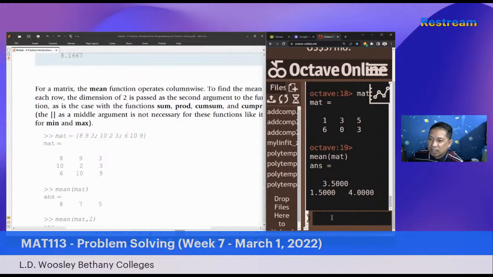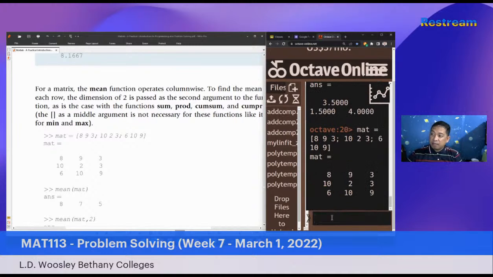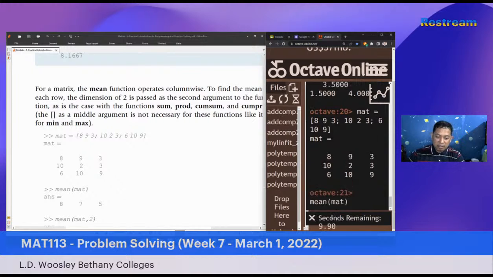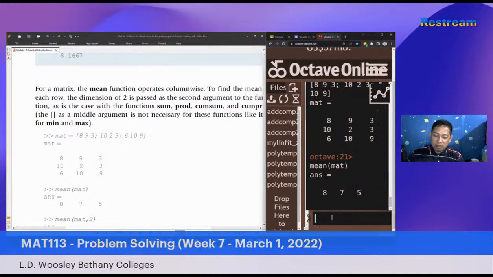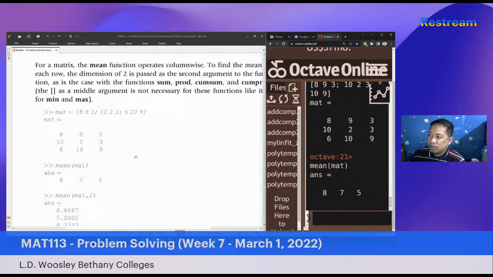Yan. So I would do this given a matrix, a 3 by 3 matrix: 8 9 3, 10 2 3, 6 10 9. So basically, it's a 3 by 3 matrix. We could compute for the mean of the matrix, that's the 3 by 3 matrix, equal to 8 7 5. So this is per column. Per column.